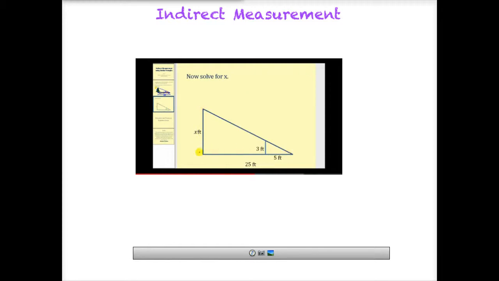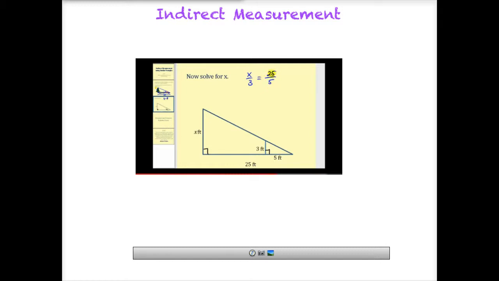This longer side here is 25 feet, the length of the shadow of the tree. And here we have the yardstick, and here we have the shadow of the yardstick. And again, we know we have two similar triangles by angle similarity. So let's go ahead and set up our proportion. x to 3 must equal 25 to 5.